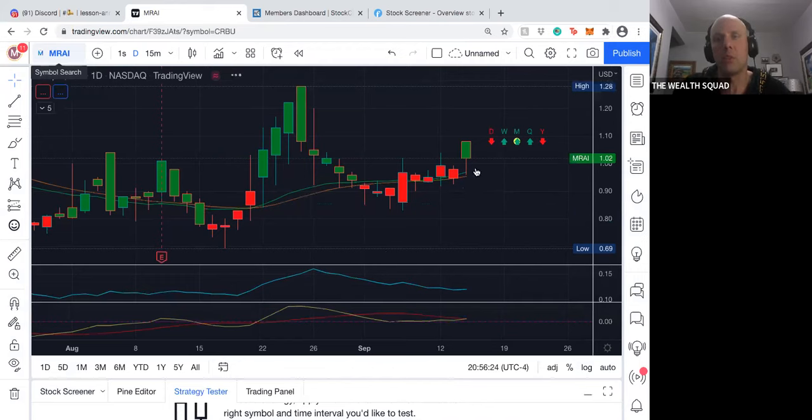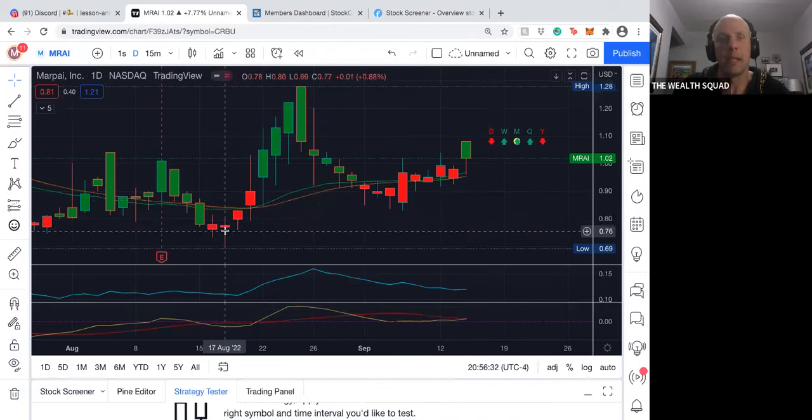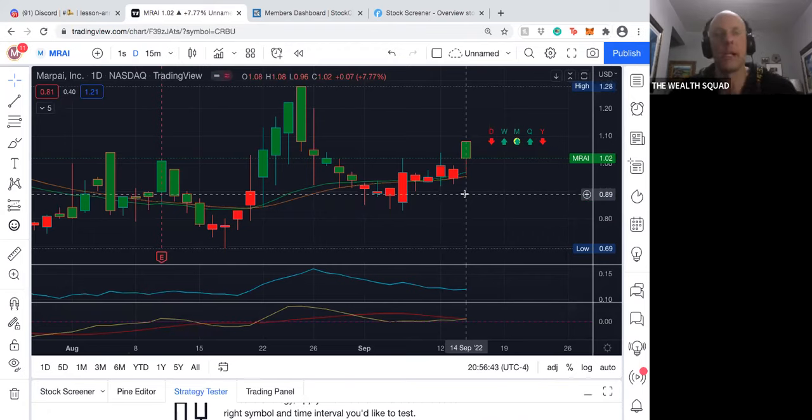So MRAI. And so you can see the hammer candles, right? It's not the same, but you've got the hammer candle here. You've essentially got the hammer candle, and you've got the hammer candle here also. So this is an example. And since we're here, I'm just going to pull up the options chain on my phone for MRAI, just to see what it looks like.